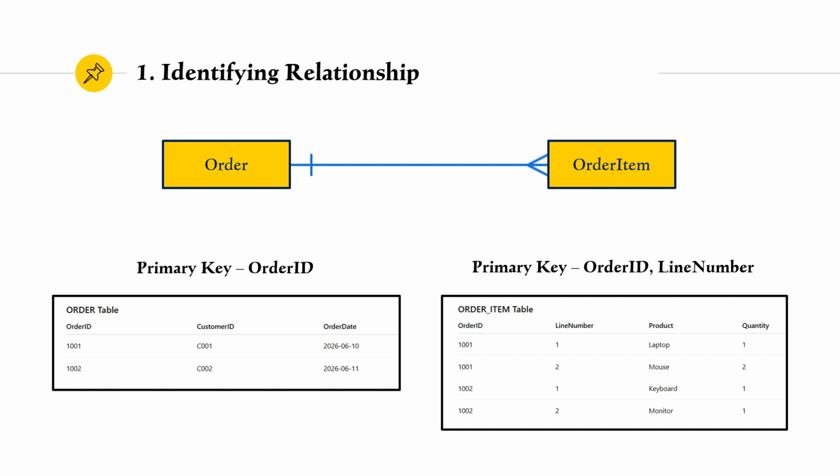Now notice something very important here. Part of the child entity's primary key is coming directly from the parent entity. The order items record cannot be uniquely identified without the order ID coming from the parent order table. This type of relationship is called an identifying relationship. The reason is quite simple. The parent entity's primary key participates in identifying the child entity. That's why we call it an identifying relationship.